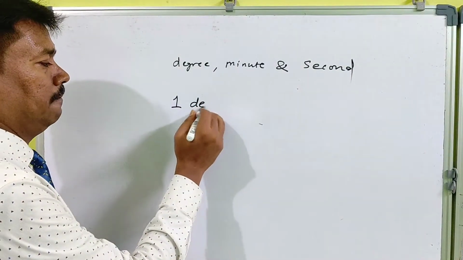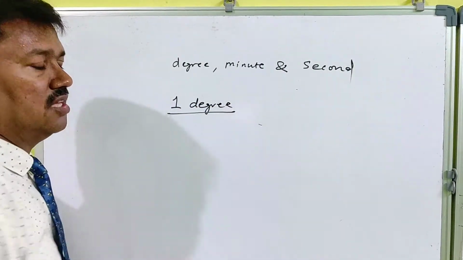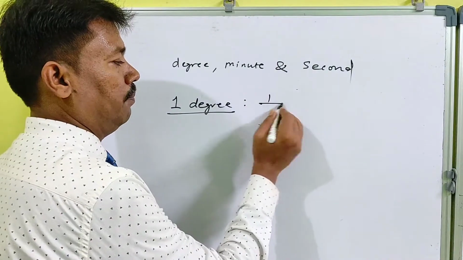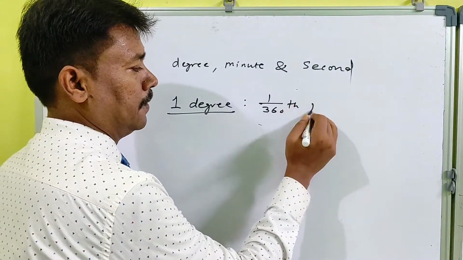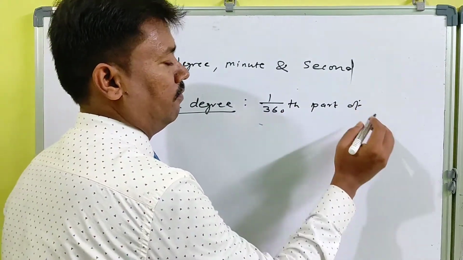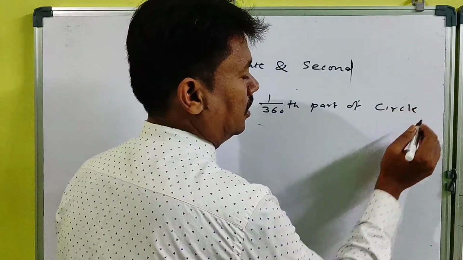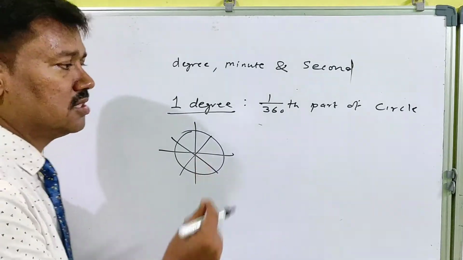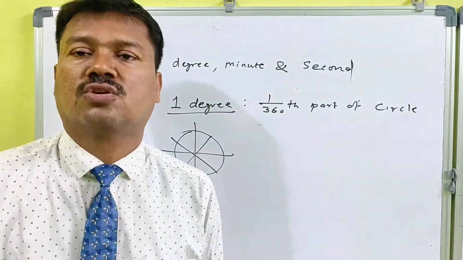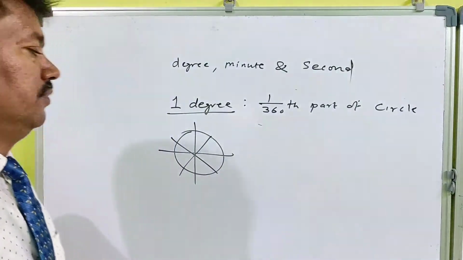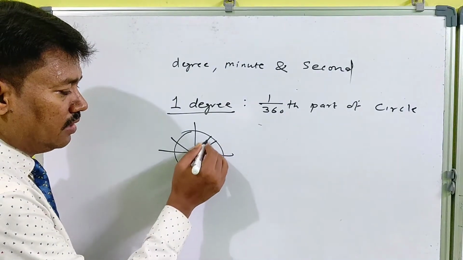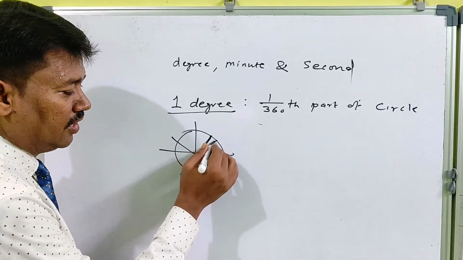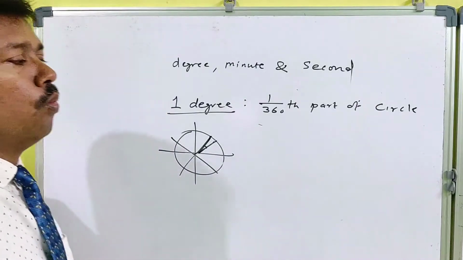What is 1 degree? 1 degree is nothing but 1 upon 360th part of a circle. That is, when a circle is divided into 360 parts, then one part of that is called 1 degree. The one part of this is called a 1 degree angle. That is the definition of 1 degree.